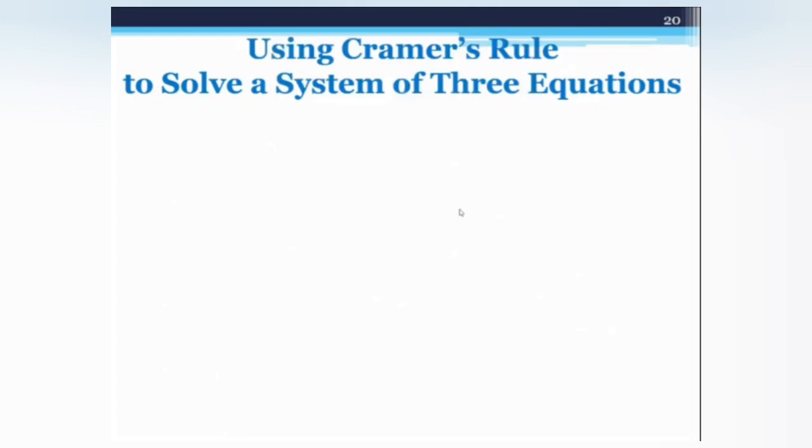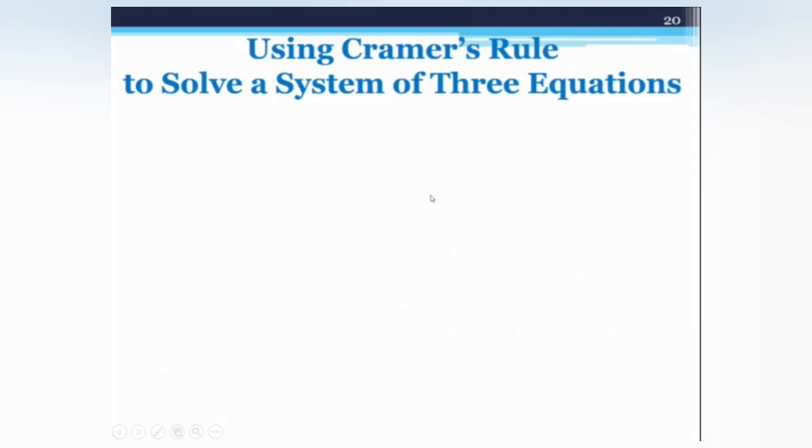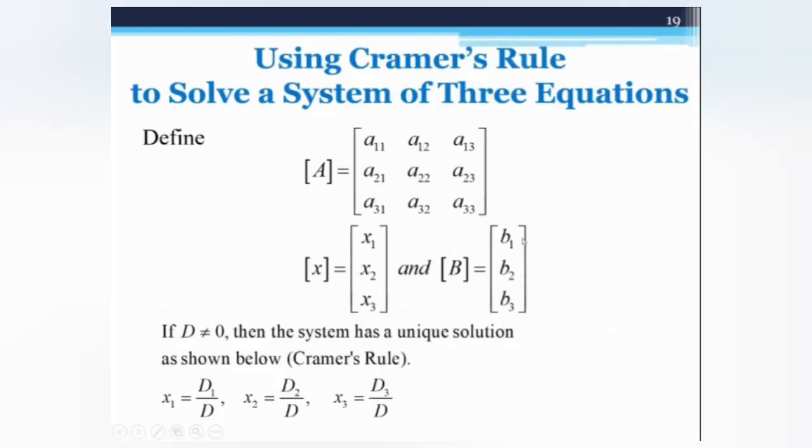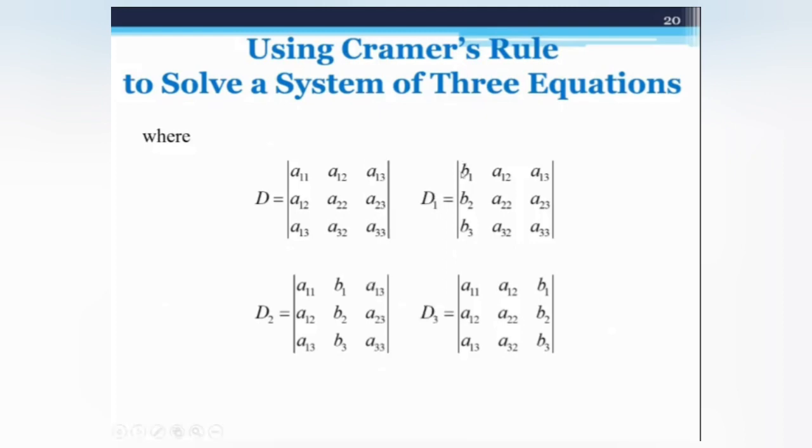Right. So D is your determinant of A matrix. Now D1. D1 is if we replace this B matrix in the first column of A matrix, and after that find the determinant. It is called the D1. So D1 is equal to determinant of B1, B2, B3, A12, A22, A32, A13, A23, A33.